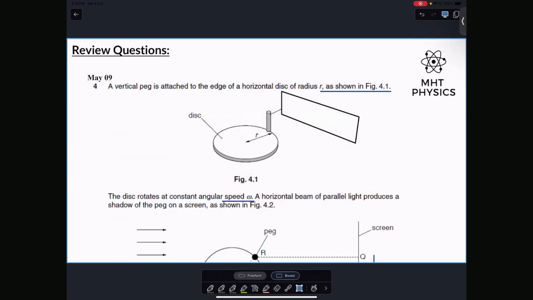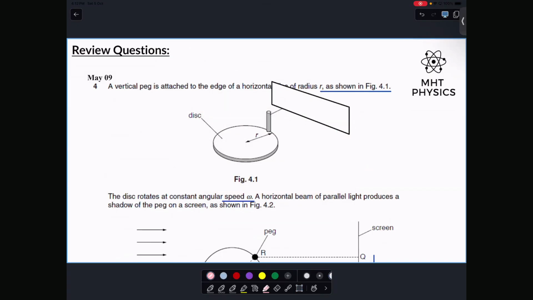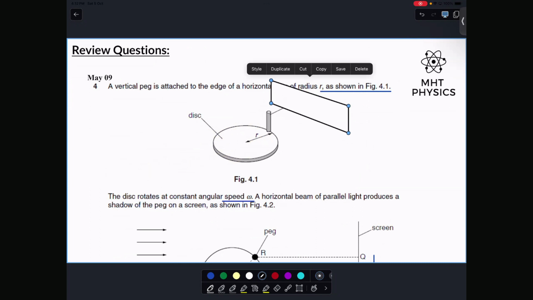Yeah, so you have a screen like this. Now imagine I beam light from this side, like this. If I beam light from this side, wouldn't this peg here cast a shadow, right? So where should the shadow be at this moment? What do you think? Which part of this screen would the shadow be?